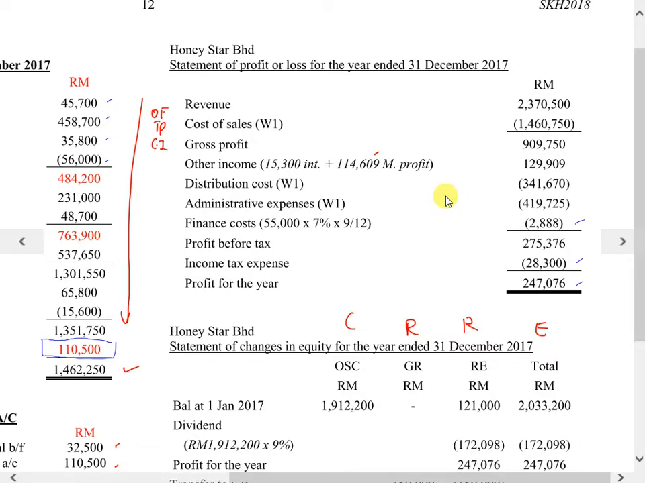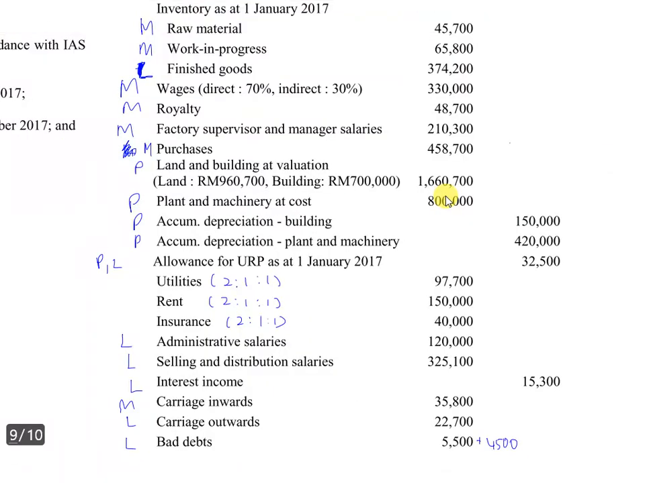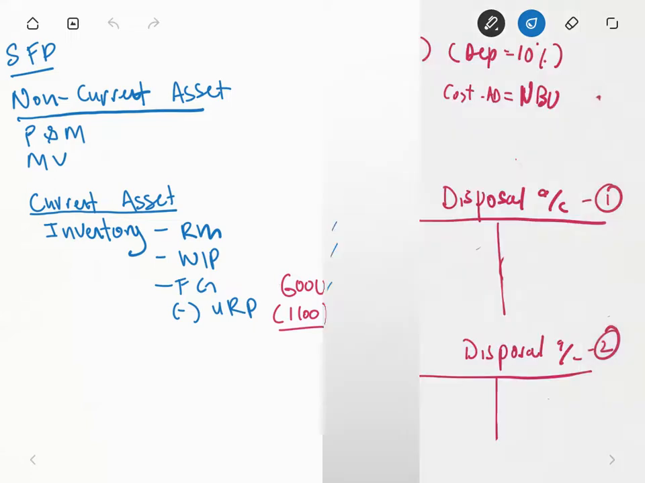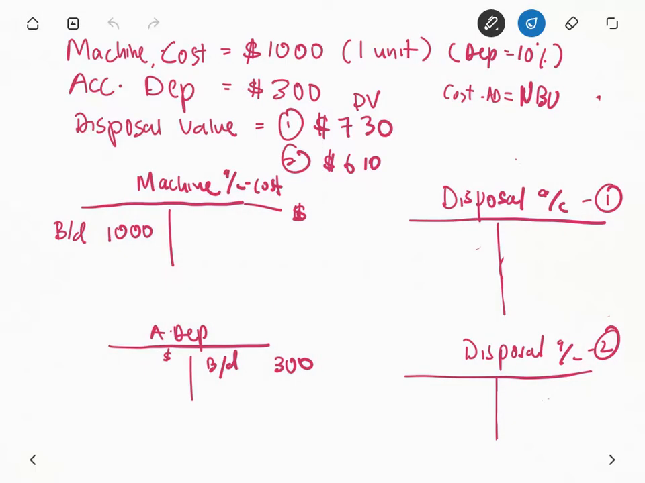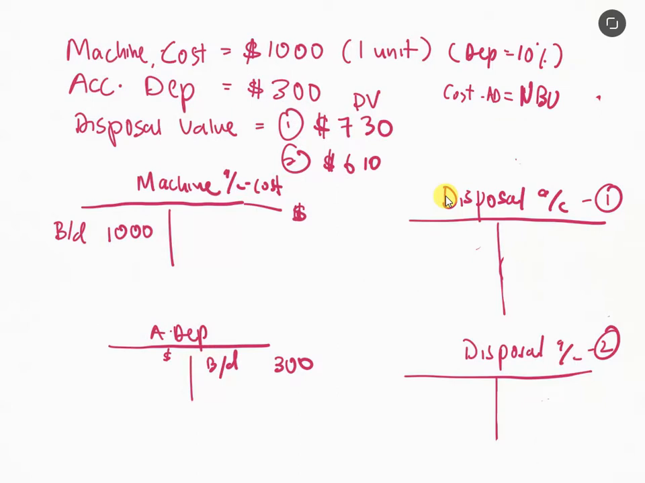Okay, so before we look at this question, there are some concepts we need to know on disposal, especially. This example here is important for this tutorial, and more important for the next two tutorials. Disposal.